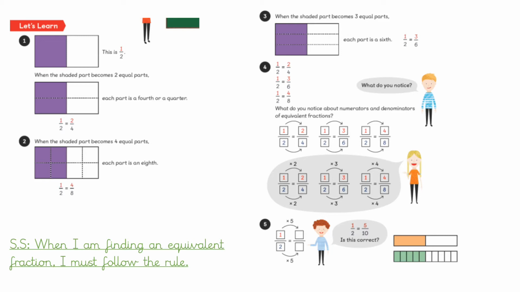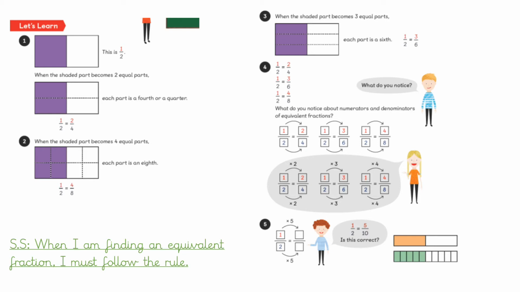So 1 is the numerator and becomes 2 in the numerator of the equivalent fraction. What have we had to do to the numerators? If we look, we've had to multiply it by 2. Let's have a look at the denominators in 1/2 and 2/4. What have we had to do to the number 2 as the denominator to make the answer 4? That's correct, we've had to multiply it by 2.